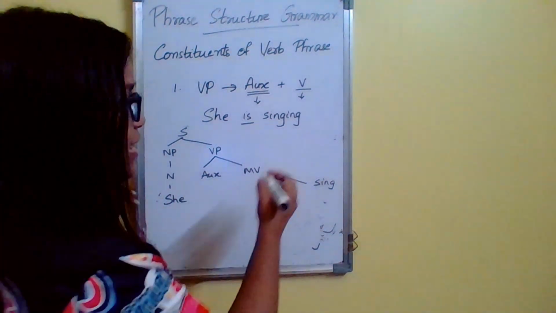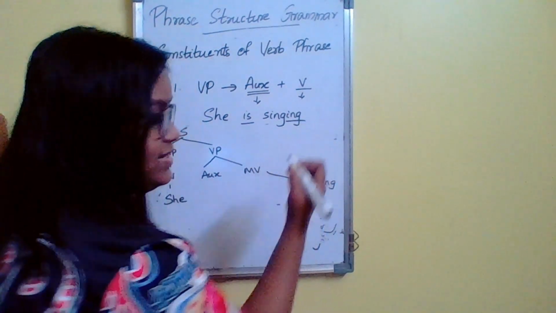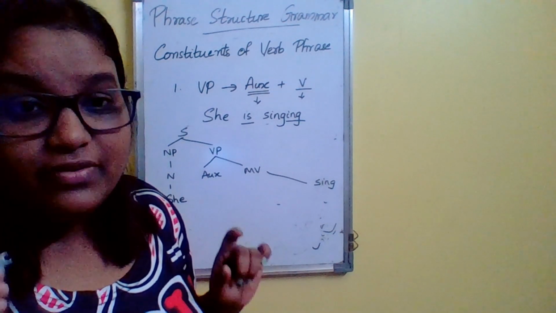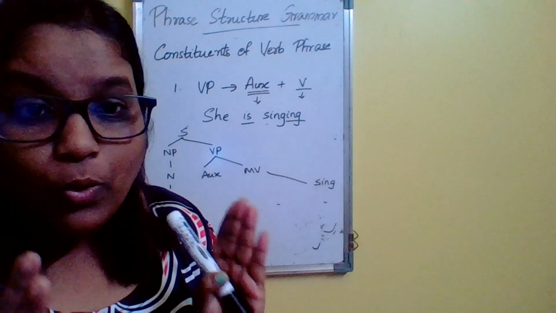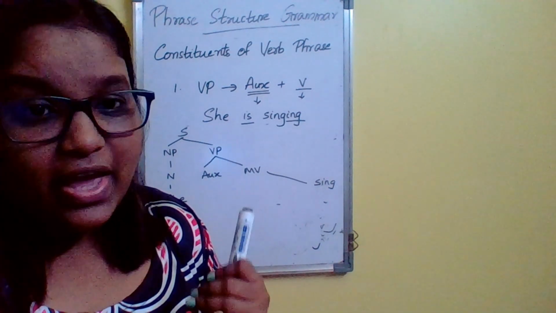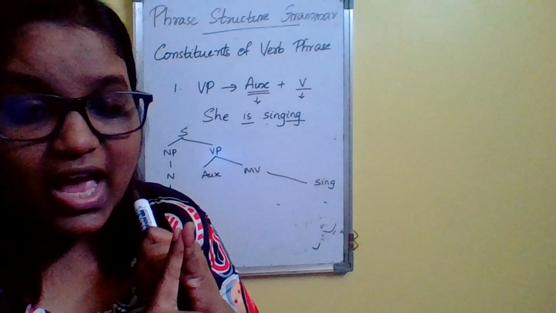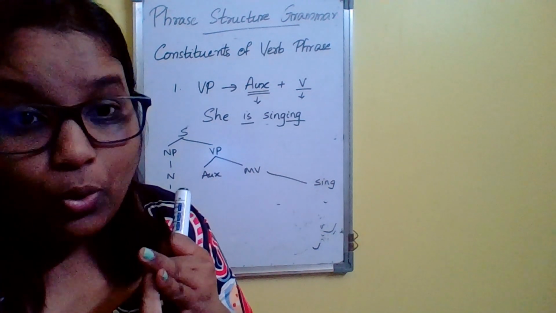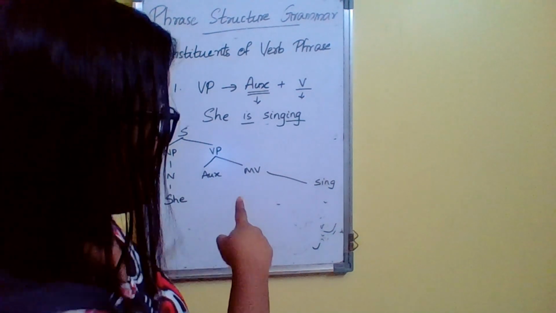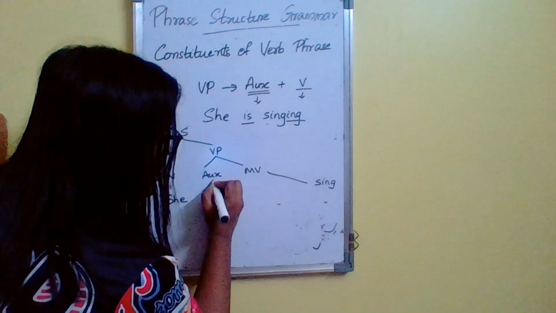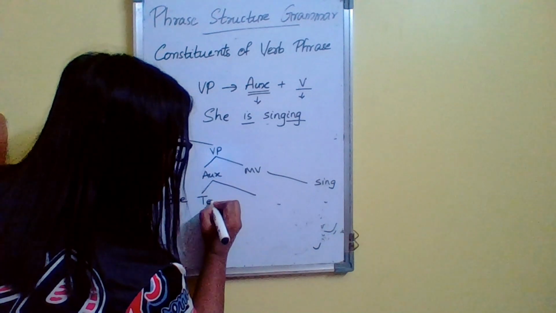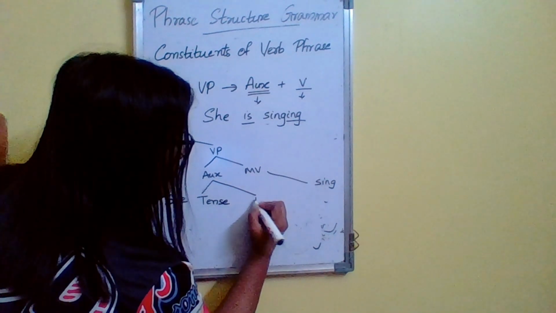Okay. And then we have to account for this ing. Ing means the verb is in continuous form, or it's also called progressive form. So we have to account for the tense and we have to account for the progressive form. Now let us split this auxiliary according to that. So auxiliary can be split into tense plus progressive.